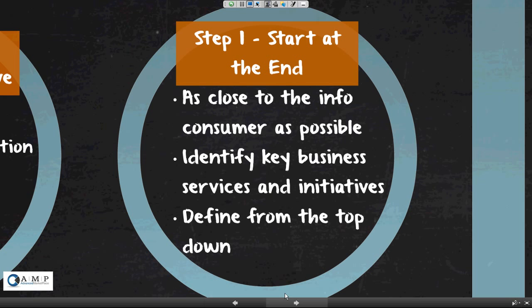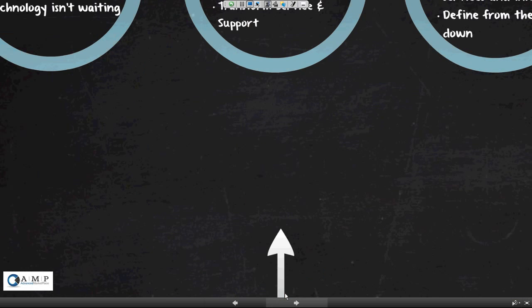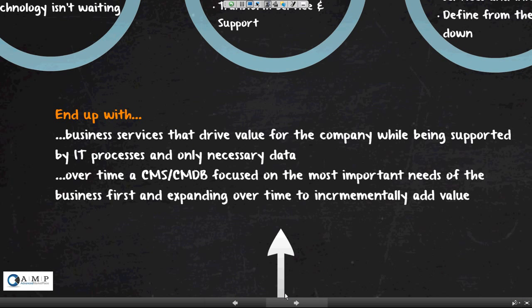Identify your key business services and initiatives and define from the top down. And again, in the end, what you end up with is services that will drive value to the company while they're being supported by IT processes and only necessary data.